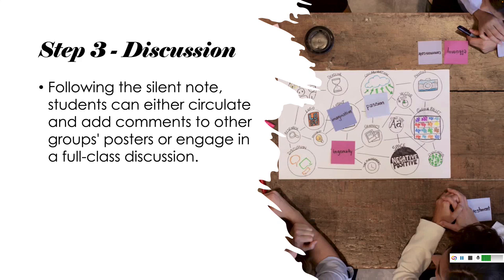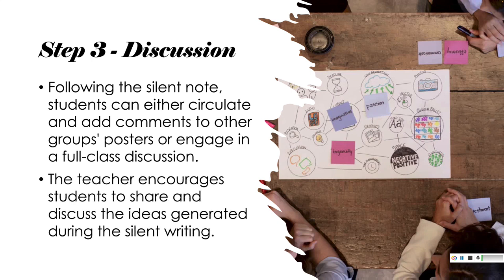The step number 3: discussion. Following the silent notes, students can either circulate and add comments to another group's posters or engage in a full class discussion. The teacher encourages students to share and discuss the ideas generated during the silent writing.